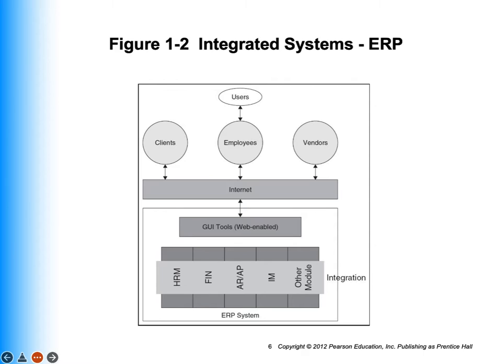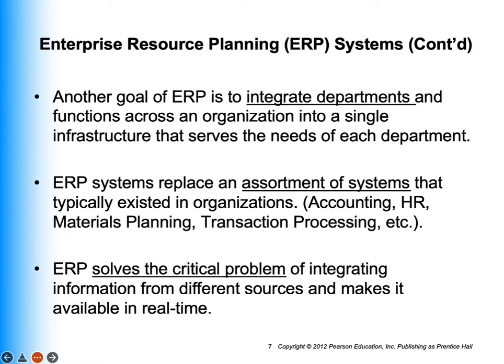So here we see again at the bottom there we have the ERP system, which is integrated with all the other department, and they are being channeled through the internet. This could be connected to the client, employees, and even vendors. So we covered this with the different departments integrated. This is basically to solve real-time problem.